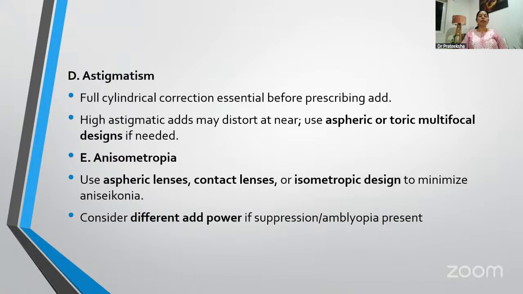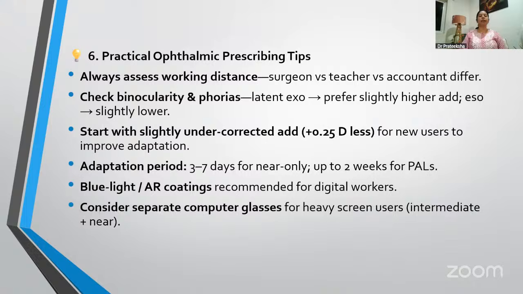Astigmatism: full cylindrical correction is essential before prescribing the add. High astigmatic adds may distort at near. Use an aspheric or toric multifocal design and isometropia. Use aspheric lenses, contact lenses, or an isometropic design to minimize aniseikonia. Consider different add powers if suppression or amblyopia is present.